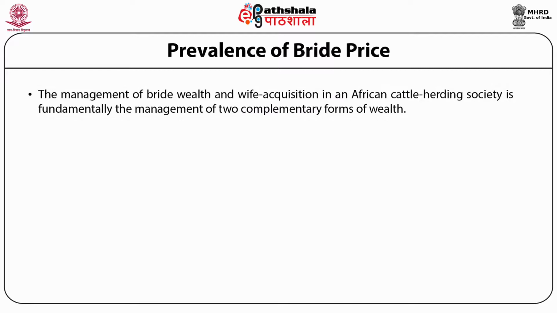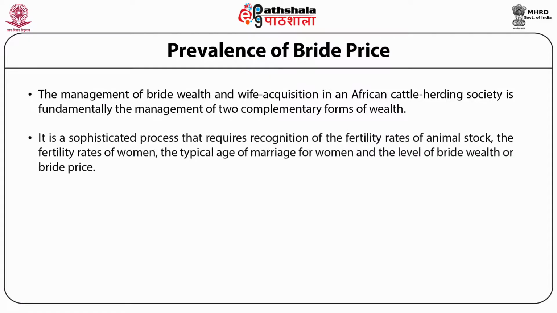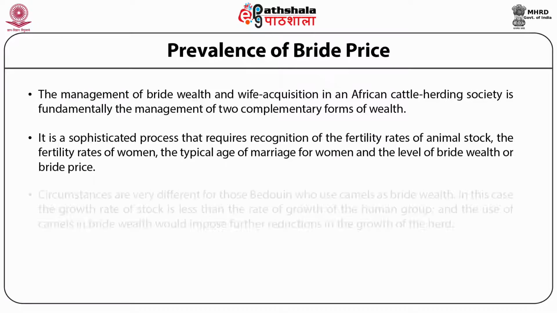The management of bride wealth and wife acquisition in African cattle herding societies is fundamentally the management of two complementary forms of wealth. It is a complicated process that requires recognition of the fertility rate of animal stock, the fertility rate of women, the typical age of marriage of women, and the level of bride wealth or bride price.